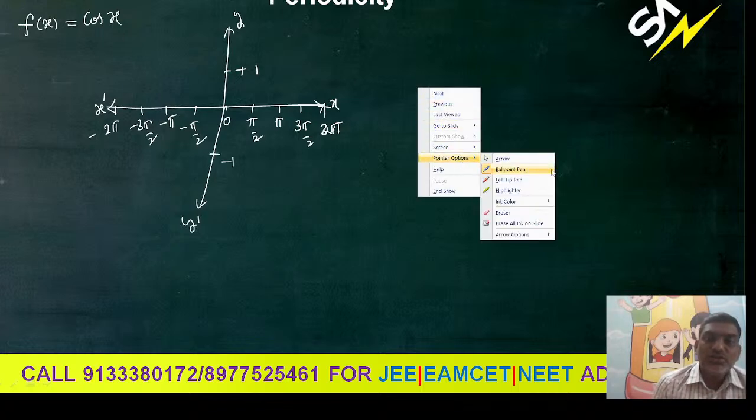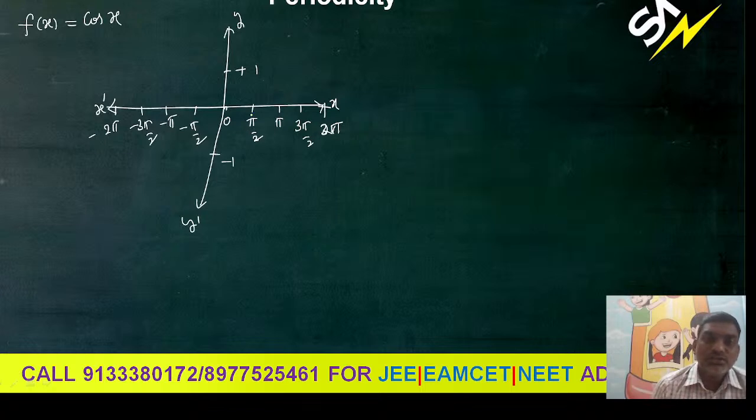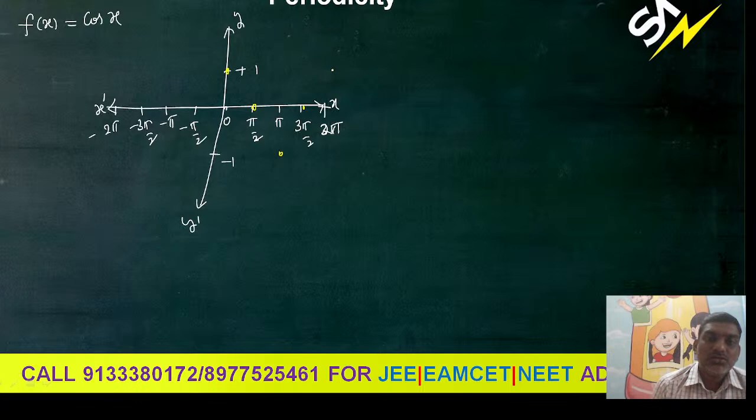We know the value of cos 0. What is the value of cos 0? The value of cos 0 is 1, so this is the point. Next, cos 90 is 0, cos 180 is minus 1, cos 270 is 0, and cos 360 is 1, right? So how are we getting the graph? The graph is coming like this.